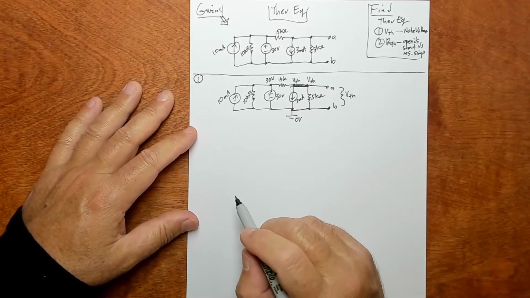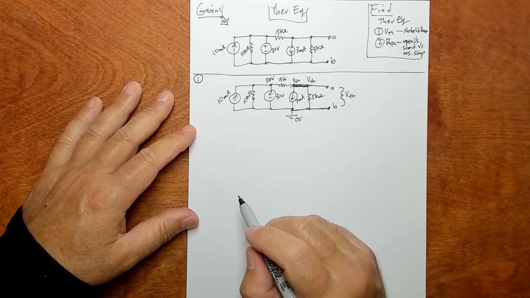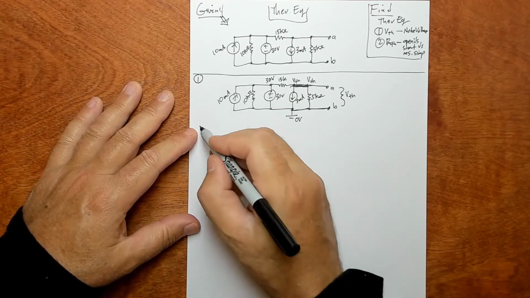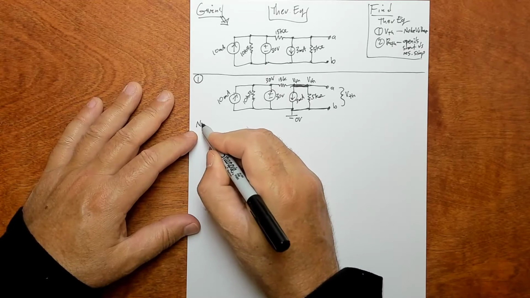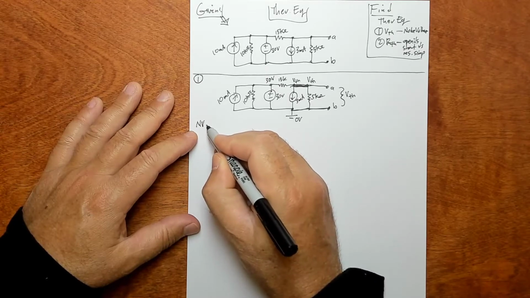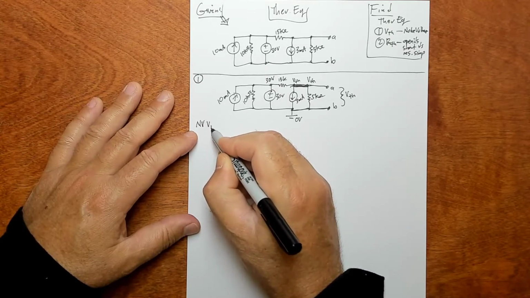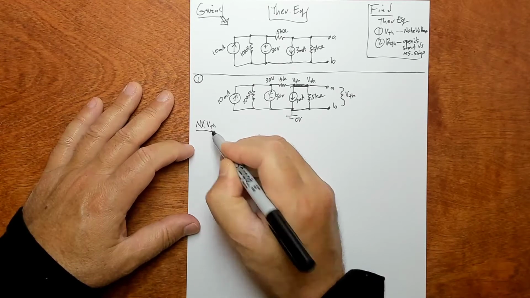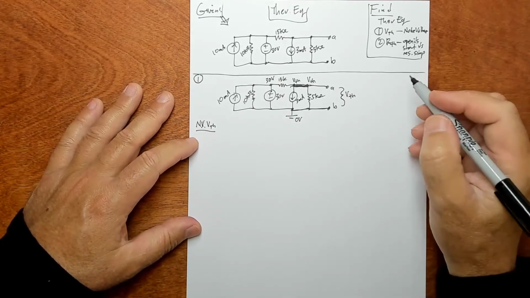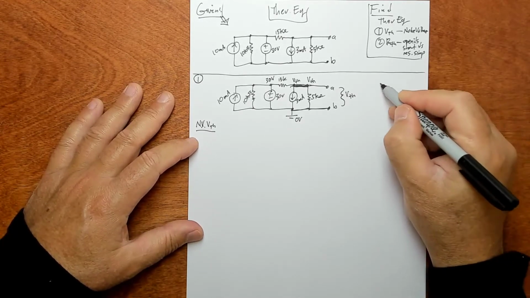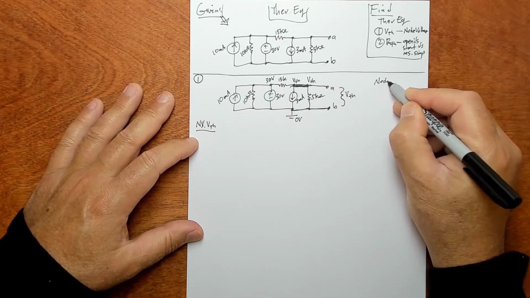Okay, so now we can write an equation for the V-Thevenin and see what happens. So we'll write a node voltage equation for V-Thevenin. So node voltage for V-Thevenin. So node voltage. Remember what is the method for node voltage?